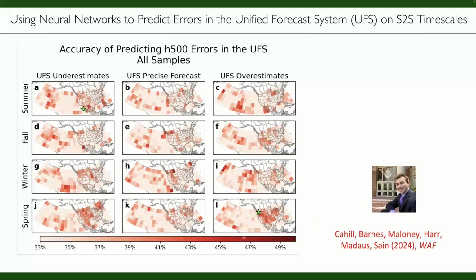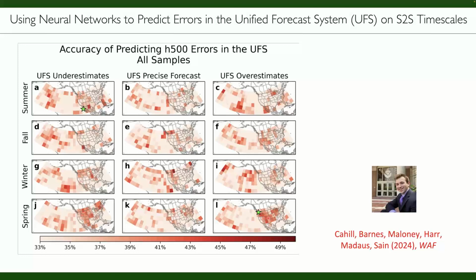Particularly, we're going to concentrate on spring over North America, and you could see that the neural network, if you input OLR, does have some skill in predicting H500 errors over North America. These colors here are on the order of 41 to 43%, and even a little bit higher over parts of North America during spring.